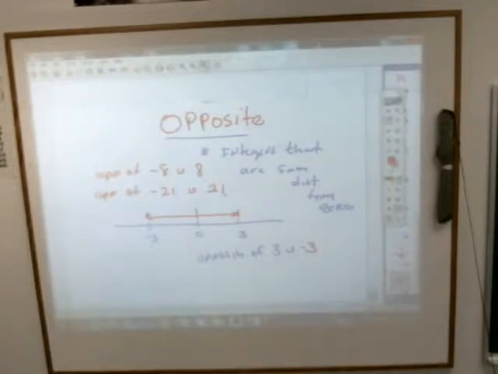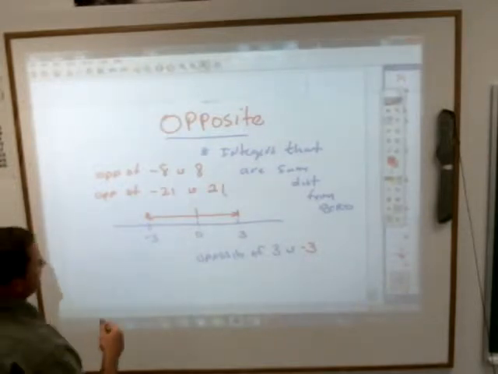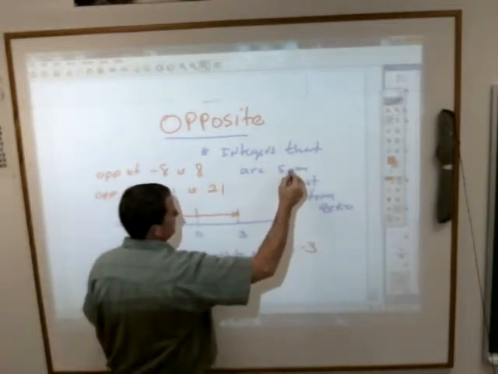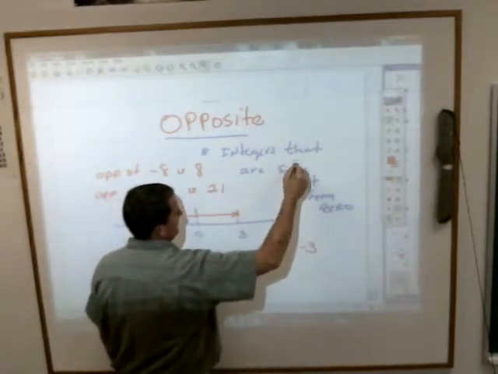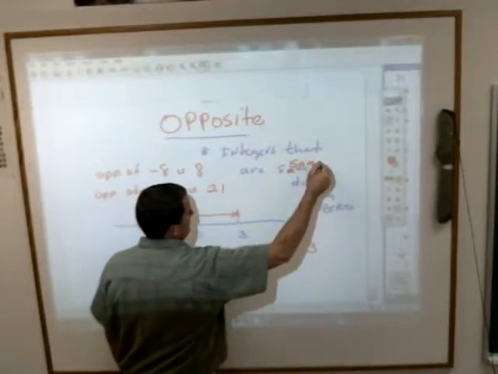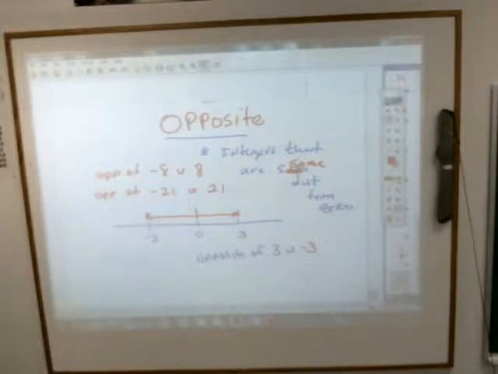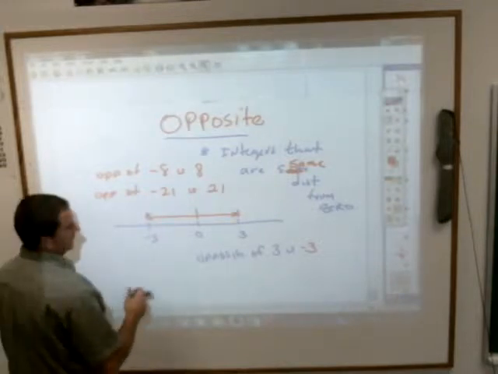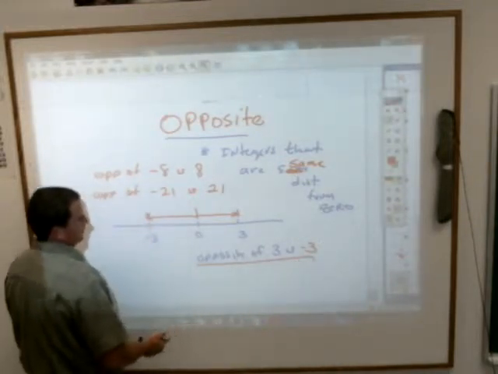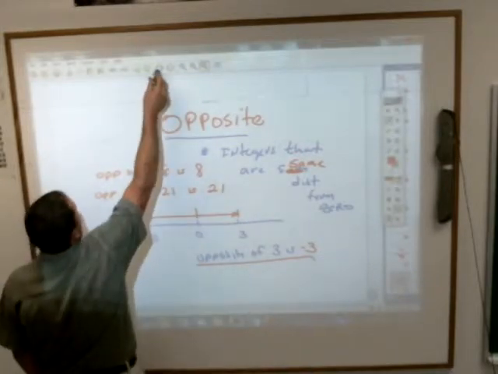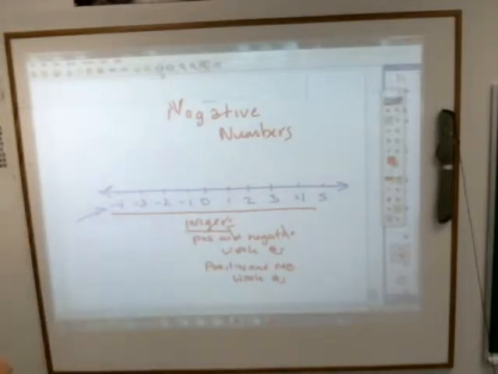Integers that are the same distance from 0. Okay. Opposite of 3 is negative 3. Perfect. Now back to our integers ones. Just want to make sure you got that there.